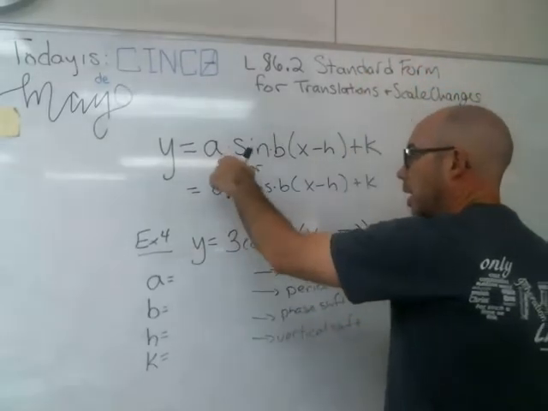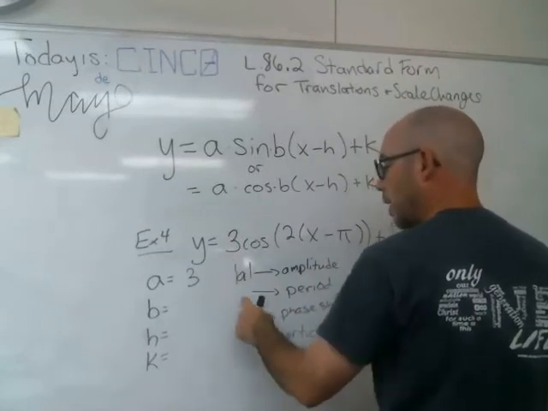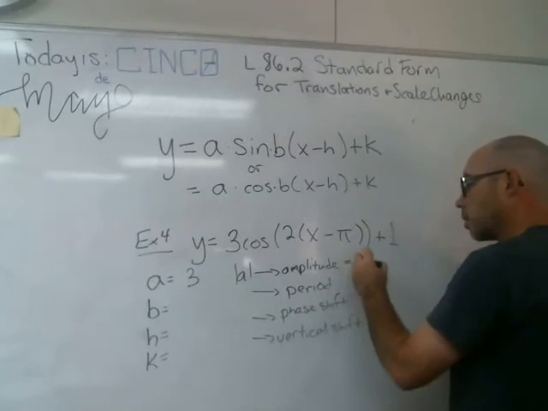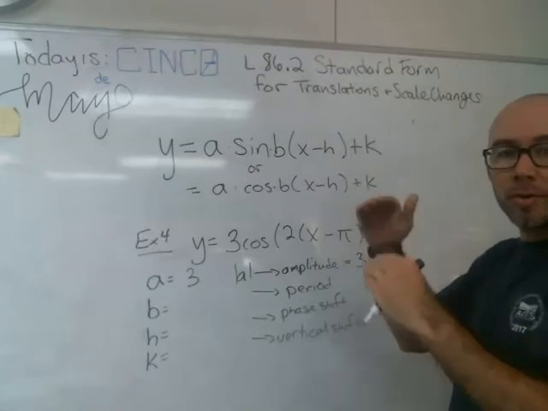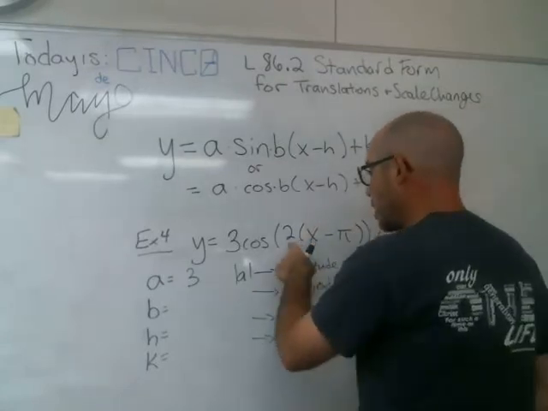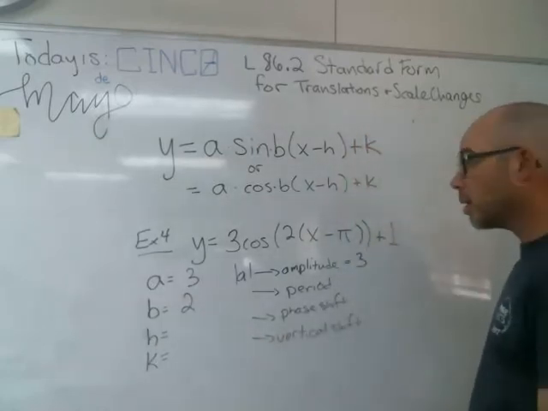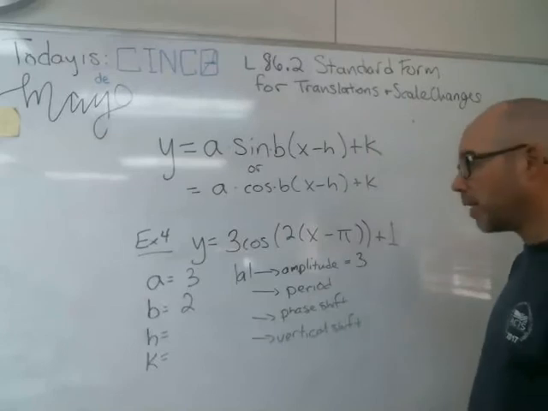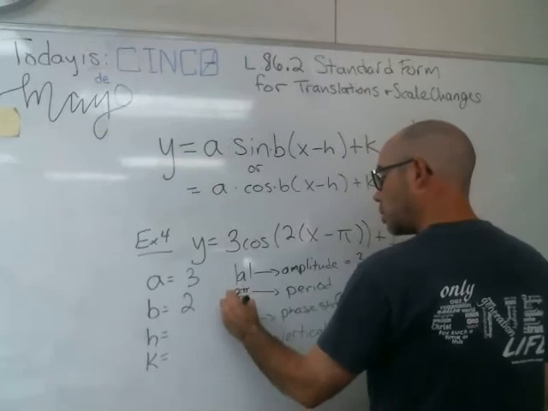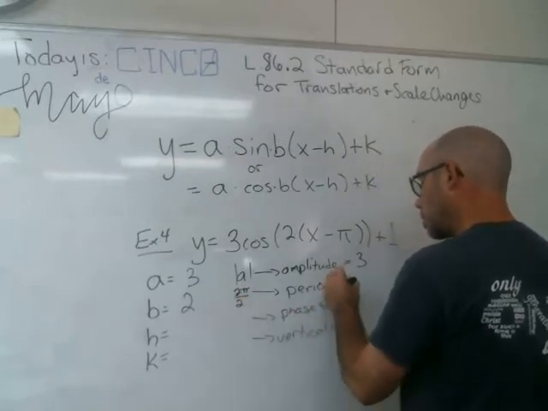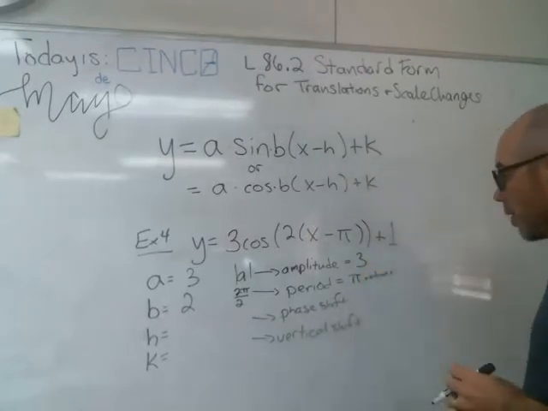So you look at it and you're like, okay, A, that's 3. And the amplitude is that when I take the absolute value of A, so the amplitude is 3. From whatever its center line is, it's going to go up 3, it's going to go down 3 from there. B is sitting right there. That is, the frequency is 2. Okay, the period can be found by taking 2 pi divided by b. So we're going to take 2 pi divided by 2. The period is pi radians. So we'll get one wave in pi radians.